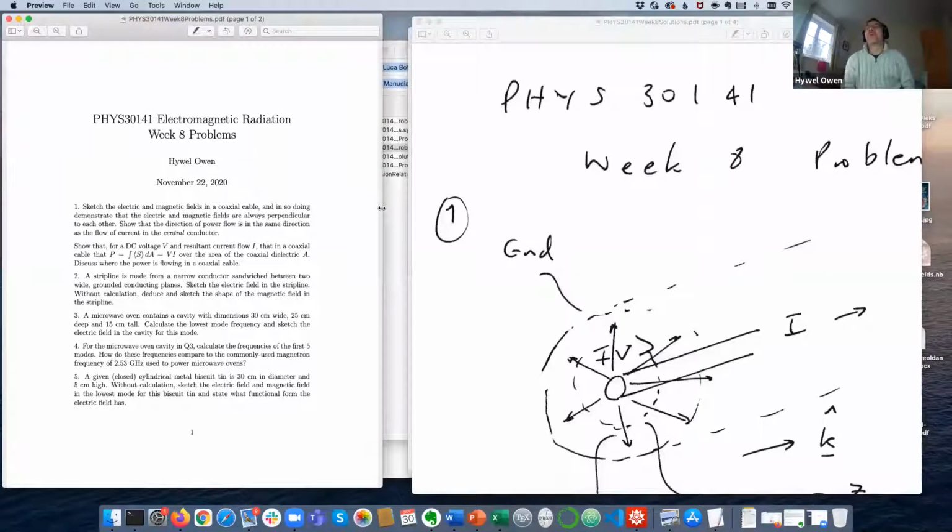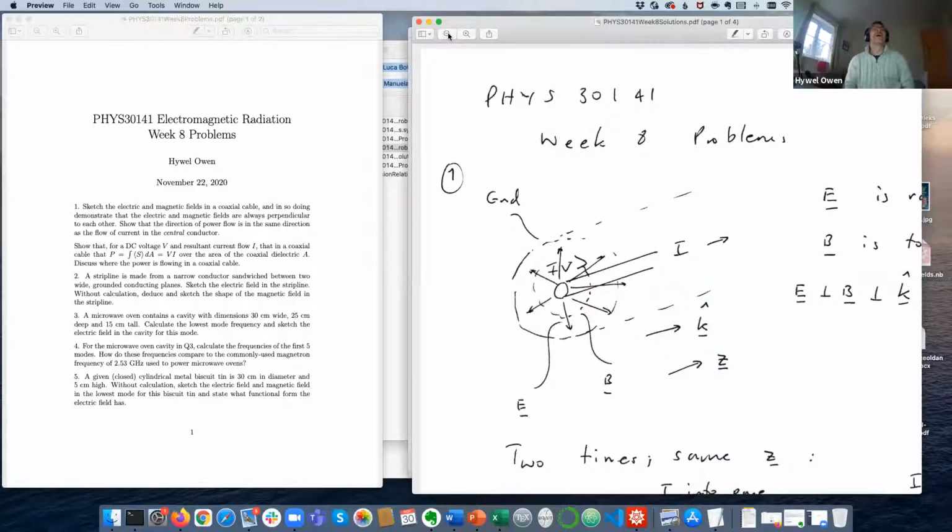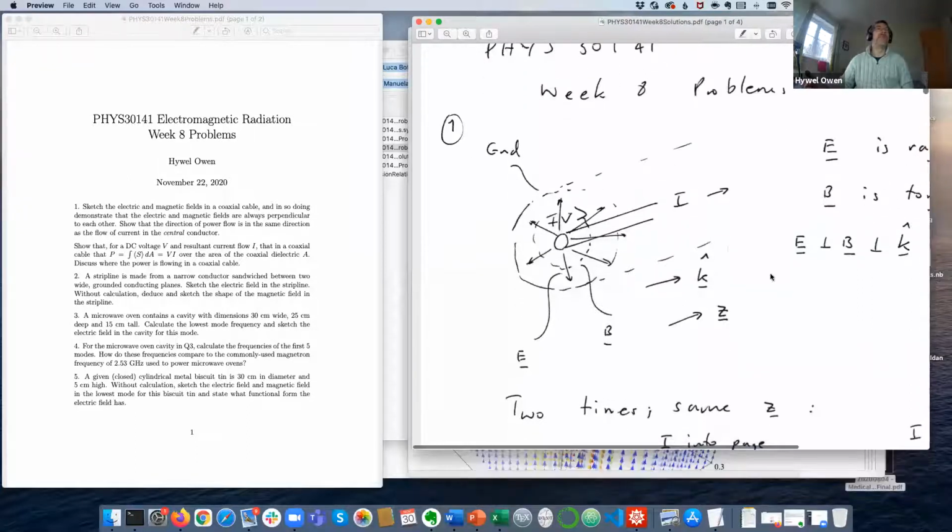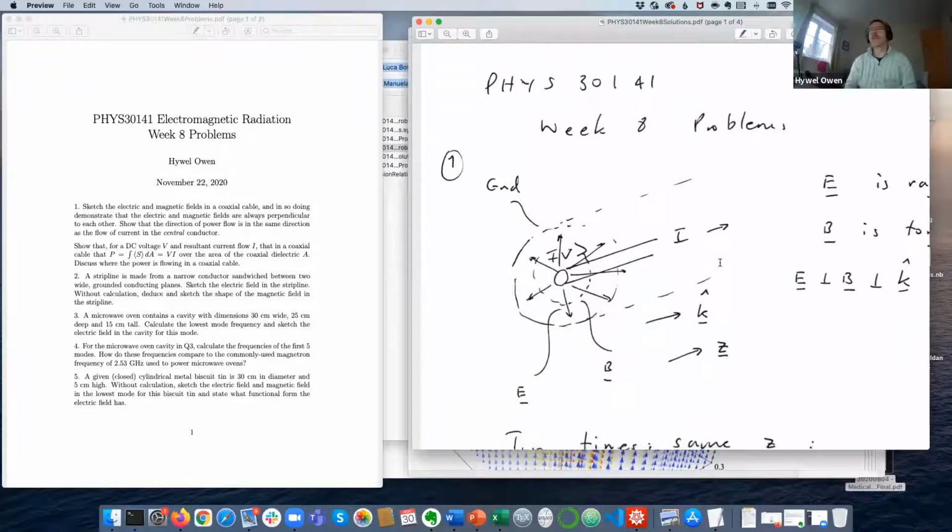Remember that we are moving towards the idea of guided radiation, and in the coaxial cable, we previously drew the electric and magnetic fields that occurred in the coaxial cable at a given moment. That's what I'm showing in the worked answers, which are available on the Blackboard site.